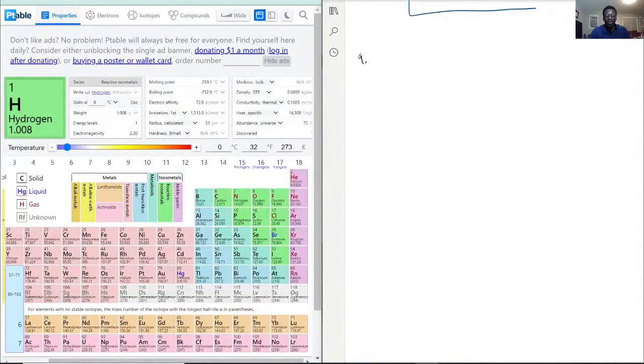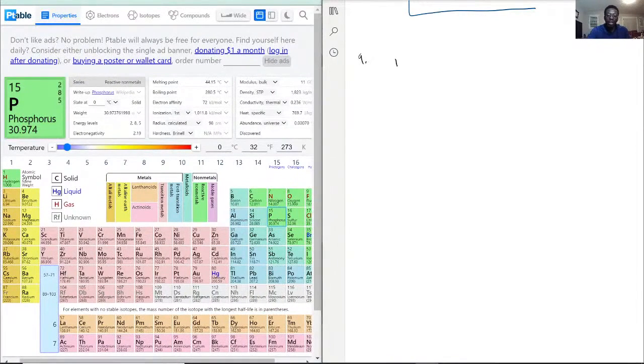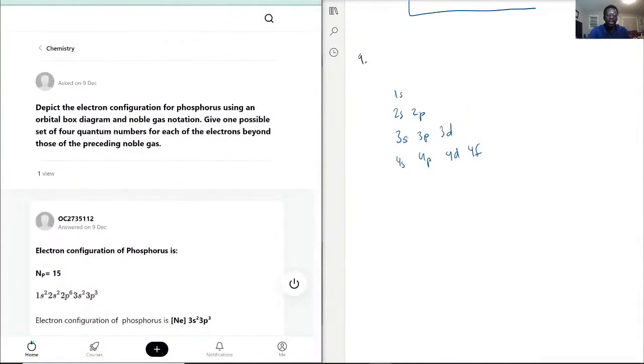So for phosphorus, it's not too far away, which is good. But if we wanted to get it, it's the 1s, 2s, 2p, 3s, 3p, 3d, okay? And then 4s, 4p, 4d, 4f. But for phosphorus, we're only going to, whoops, sorry, I skipped ahead. Definitely didn't even write the question down. Not the best habit.